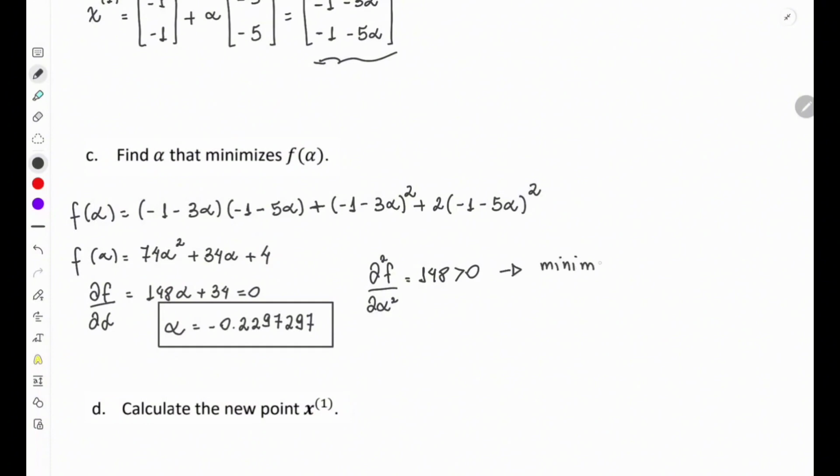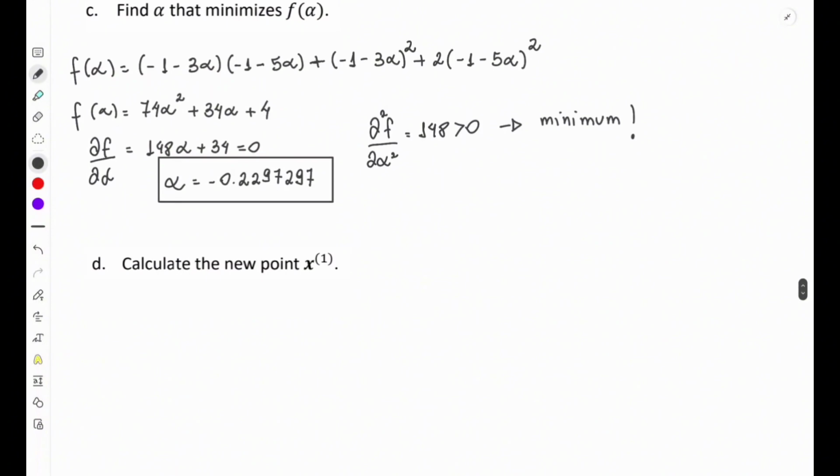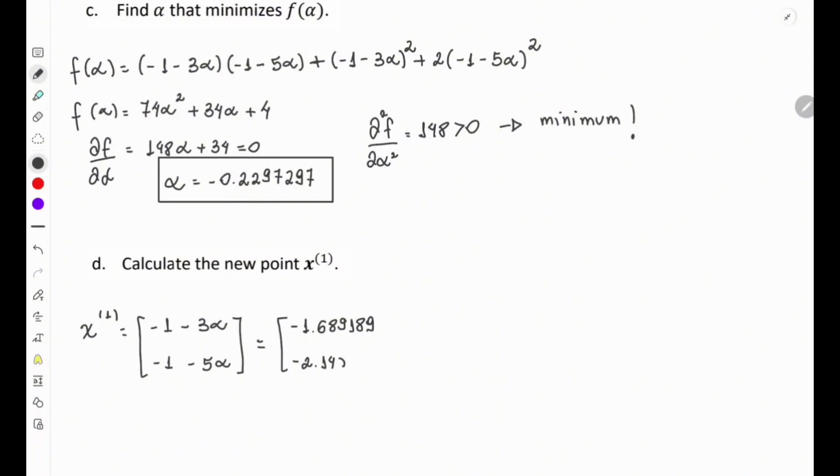So now with this value we can finally get our new point x1, our vector x for the first iteration. That way, the x for the first iteration is -1 - 3 alpha and -1 - 5 alpha. Then we are going to take the value for alpha that we found in letter C and replace it here in our equation. So finally we get the new point x1, it's -1.6 and -2.1.